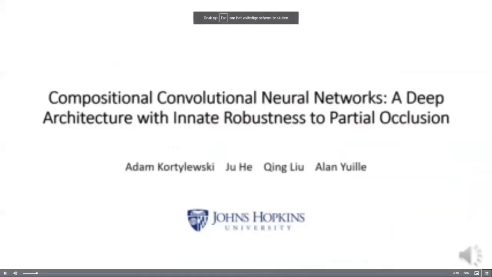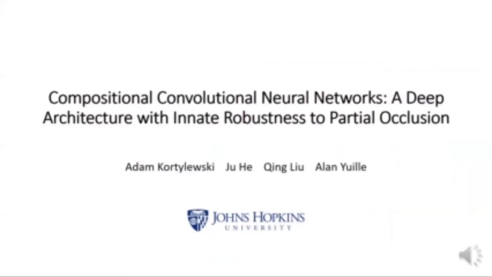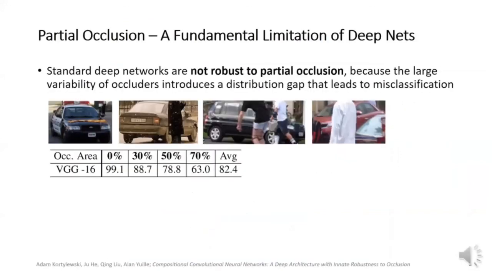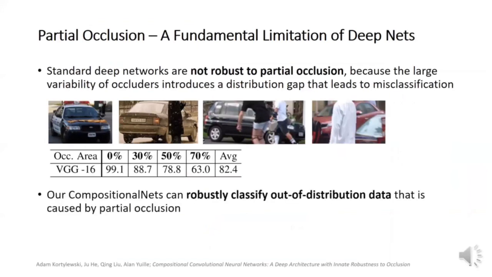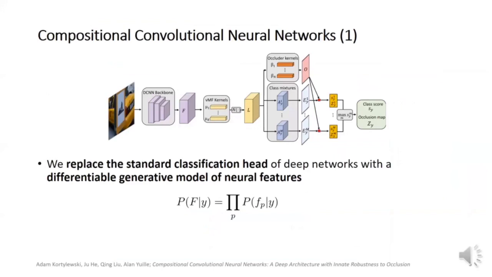Hello everyone, my name is Adam Kortylewski and I'm presenting Compositional Convolutional Neural Networks, a deep architecture with innate robustness to partial occlusion. In our experiments, we show that standard deep networks are not robust to partial occlusion because the large variability of occluders introduces a distribution gap. In contrast, our compositional nets can robustly classify out-of-distribution data that is caused by partial occlusion. The key idea of our model is that we replace the standard classification head of deep networks with a differentiable generative model of the neural feature activations.